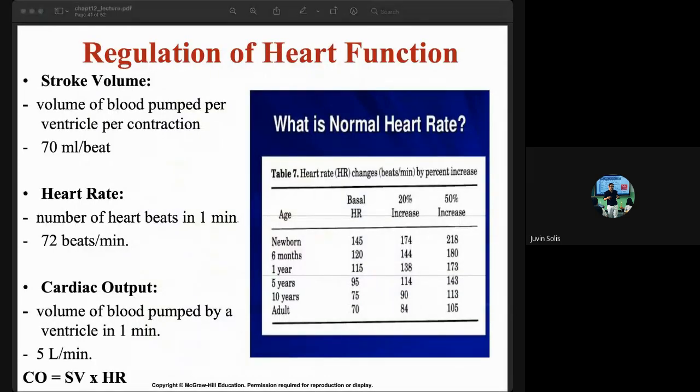And here, let's talk about the regulation of the heart function. So meron tayong stroke volume na tinatawag. Yung stroke volume is the blood pumped per ventricle per contraction. Usually, this is 70 ml per beat. Okay? Yung heart rate naman is number of heartbeats in a full 1 minute.